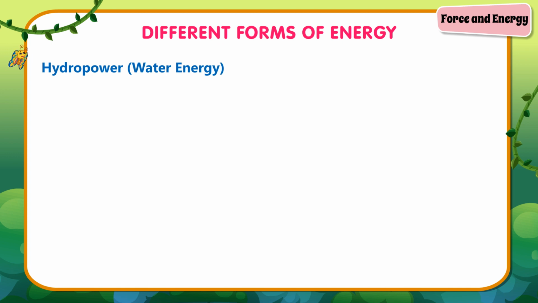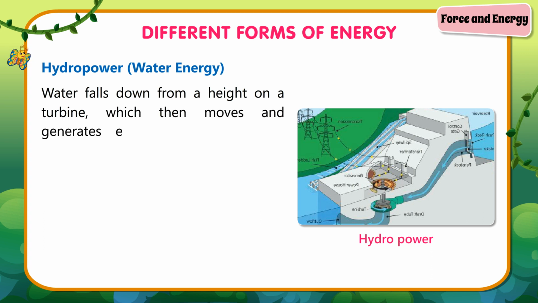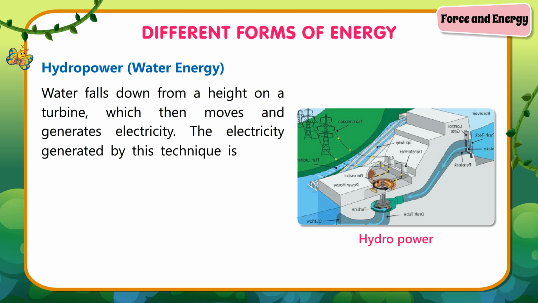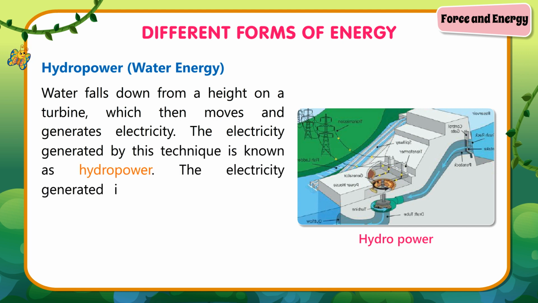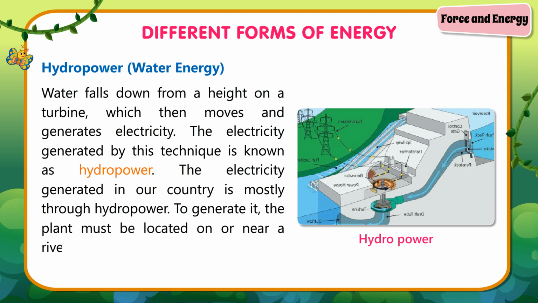Hydropower. Water energy. Water falls down from a height on a turbine, which then moves and generates electricity. The electricity generated by this technique is known as hydropower. The electricity generated in our country is mostly through hydropower. To generate it, the plant must be located on or near a river, sea, ocean, etc.